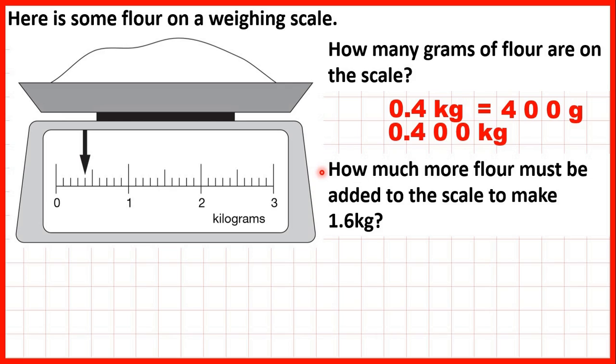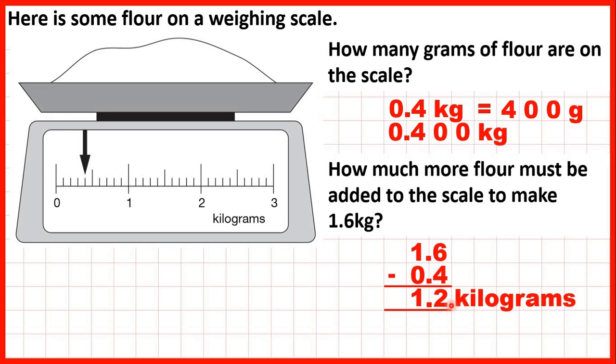Now, how much more flour must be added to the scale to make 1.6 kilograms? So we have 0.4 kilograms and it asks how much more. So we need to find the difference, and we do that by subtracting. 1.6 minus 0.4 is 1.2, so 1.2 kilograms of flour must be added.